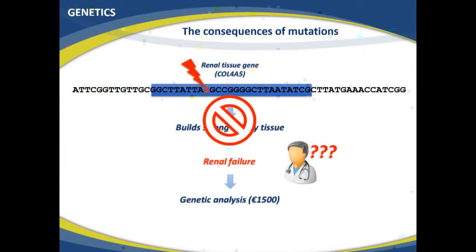and then compare them to what we know to be a healthy code. And this kind of analysis is usually quite expensive, in the region of 1,500 euros to test one gene. And then in the end you will get a report and it will say, yes, we have found a mutation in this gene. This is indicative of the disease Alport syndrome. And then you have the diagnosis, and then you know the reason for this renal failure.